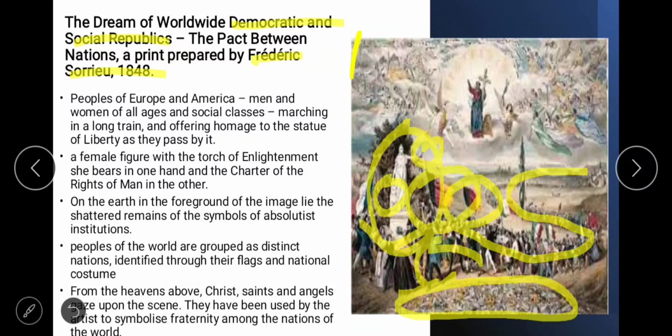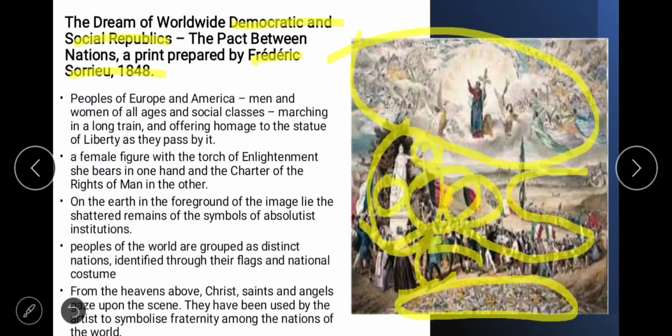We can also see that Christ, saints, and angels are used by the artist as if they are gazing from the heavens above. Why has this been used? This has been used to symbolize fraternity among the nations of the world. Fraternity is nothing but a group of people sharing the same interests or work. In this chapter we'll see how the issues visualized by Sorrieu were dealt with, how nationalism emerged, and what changes it brought in politics and in the minds of the people of Europe.